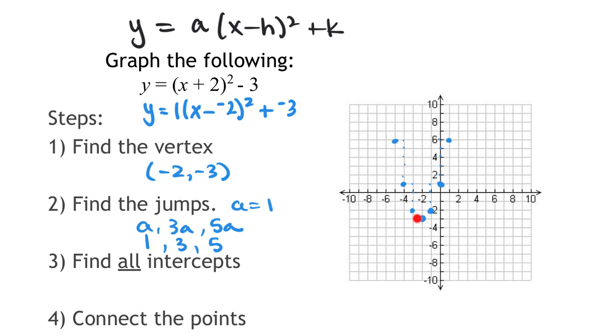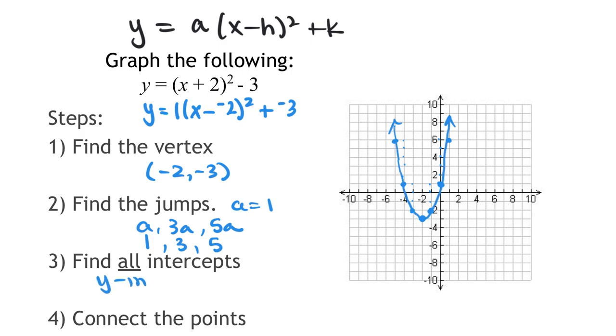The graph is symmetric. So when you think of the line that would be going through the vertex, the points are always going to be equidistant from that line. And so this is 3 away, and then this is going to be 3 away from that center line through the vertex. We have enough information here to connect those points. So connect with a nice smooth curve, and we'll talk about the intercepts next.